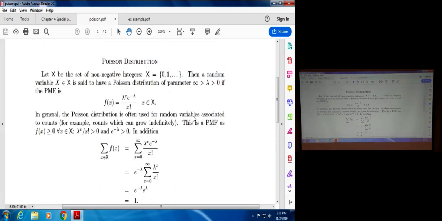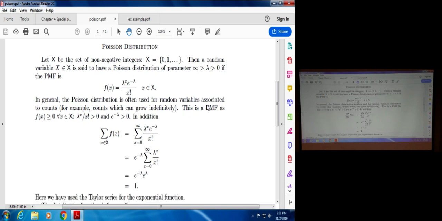Just a couple of clarifications. This is a probability mass function. Remember what we showed at the end of last week's lecture: the expectation of a random variable with this probability mass function is lambda, and the variance is also lambda. It is a probability mass function because f of x is non-zero for every x in the set X. That's because lambda is strictly positive and x factorial is at least 1, so lambda to the x over x factorial is positive. E to the minus lambda is positive, so this is a non-negative function, and it sums to 1.